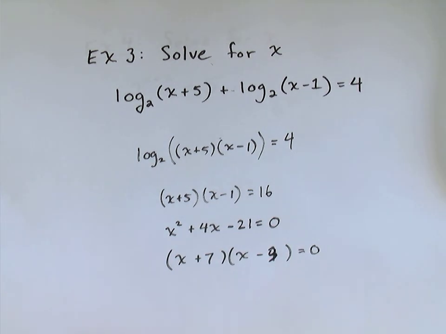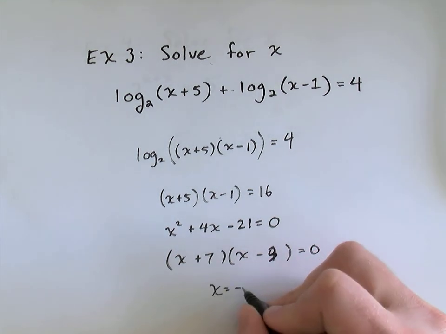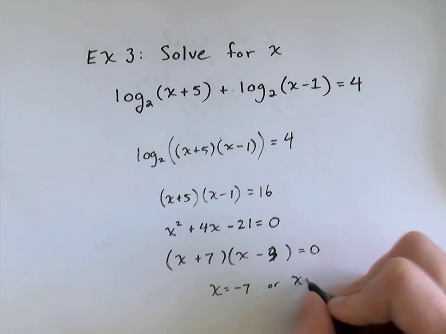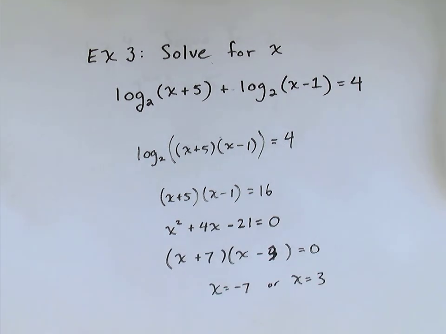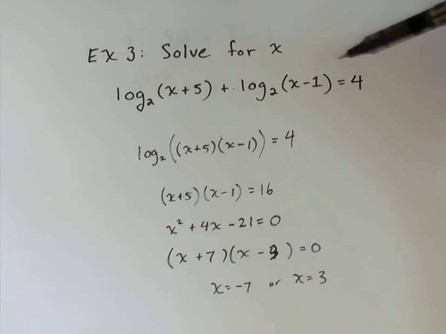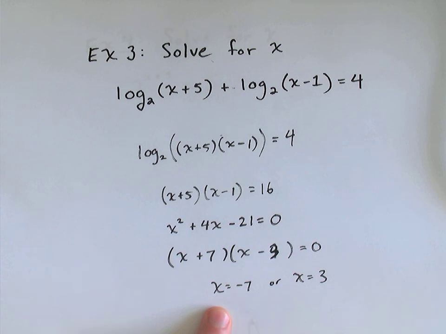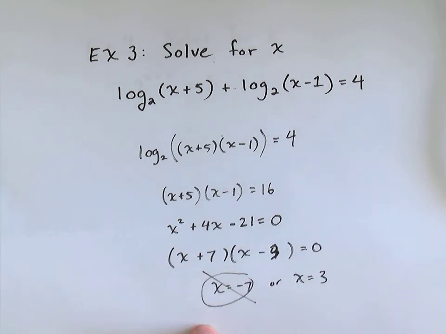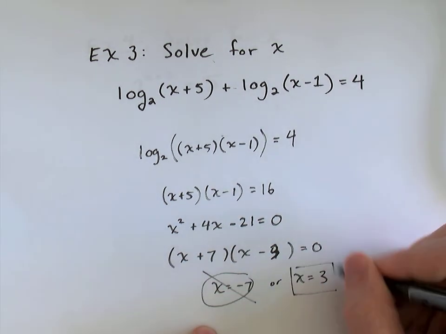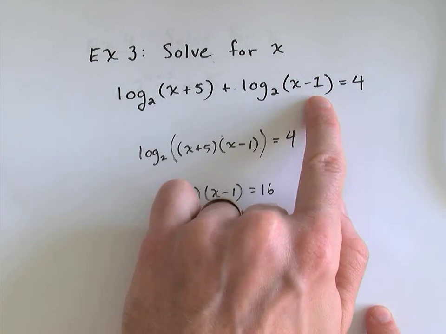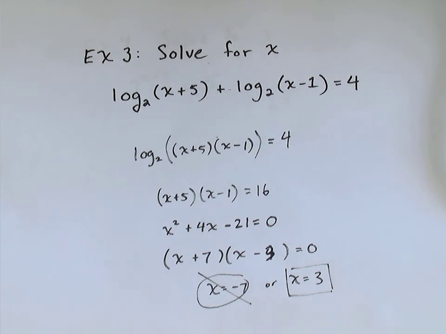Which means either x equals negative 7 or x equals 3. We check them both by plugging back in, making sure we don't end up with any negative arguments. Since a log is an exponent, you can't have an argument be negative because you can't do an exponential operation and end up with a negative number. So this negative 7 here, that's an extraneous solution. Cross it out. x equals 3, that works. 3 plus 5, 3 minus 1, both positive, both work when you do the arithmetic.